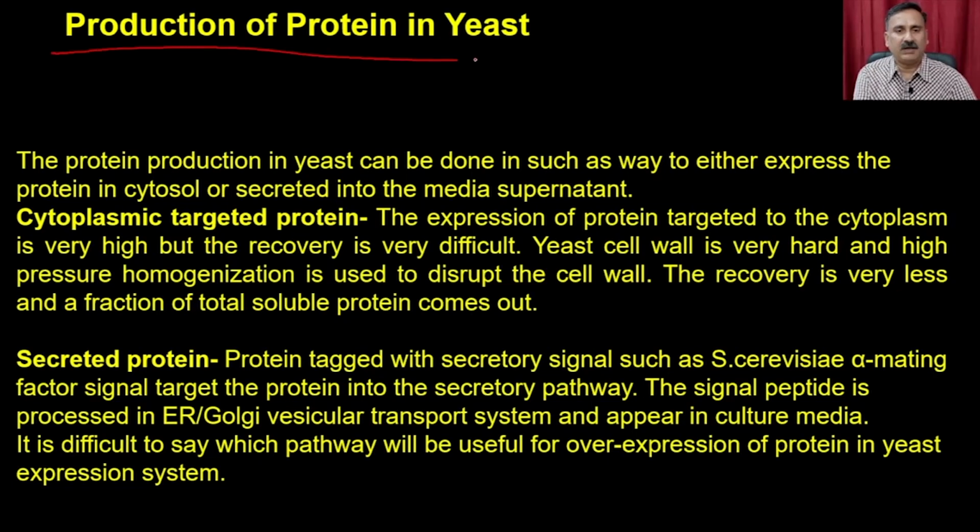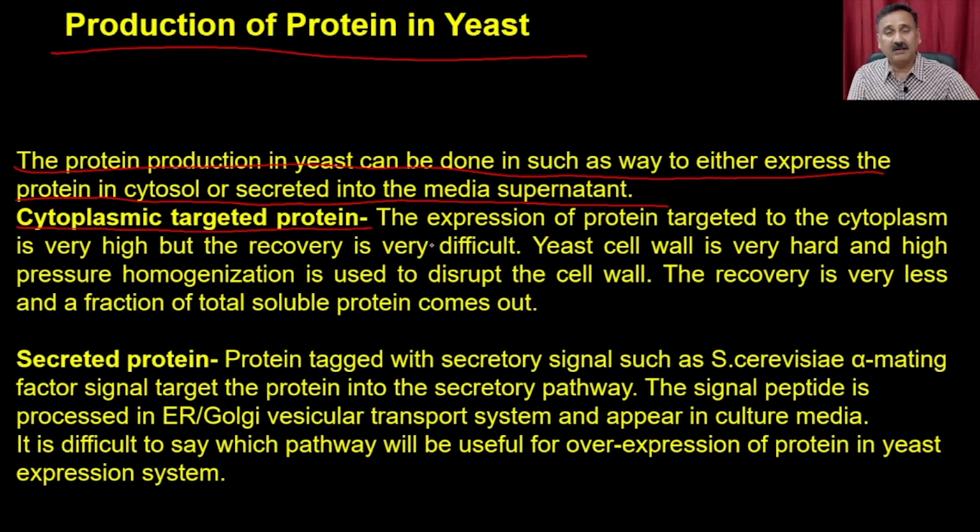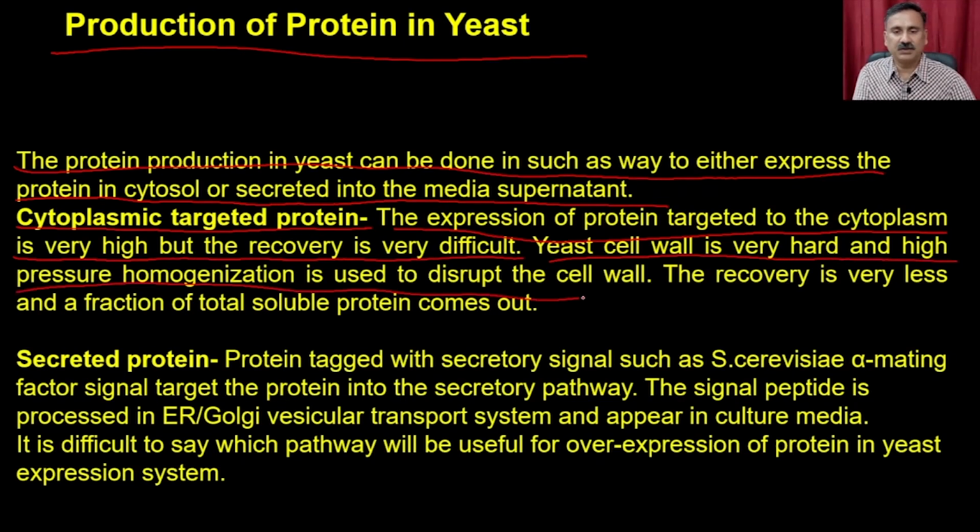The protein production in the yeast can be done in such a way that either the protein is present in the cytosol or secreted into the media in the supernatant. Cytosolic targeted proteins are expressed inside the yeast cells. The expression of the protein targeted to the cytoplasm is very high, but the recovery is very difficult. The cell wall is very hard, and high pressure homogenization is used to disrupt it. The recovery is very low, and only a fraction of the total protein comes out, because the yeast has a cellulosic cell wall and it is very difficult to break.